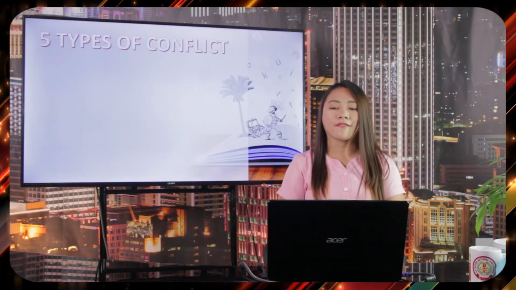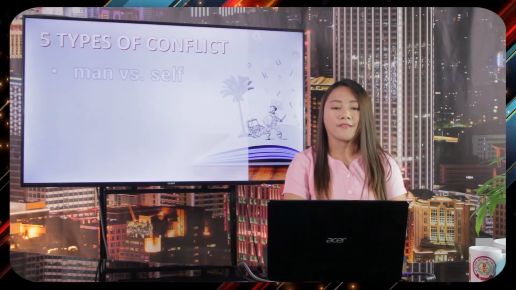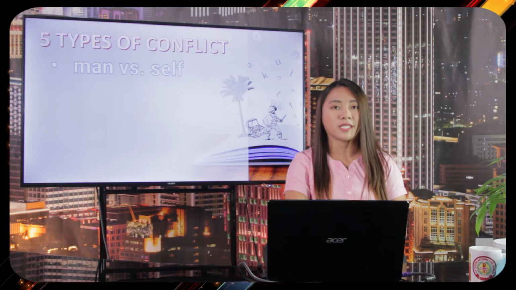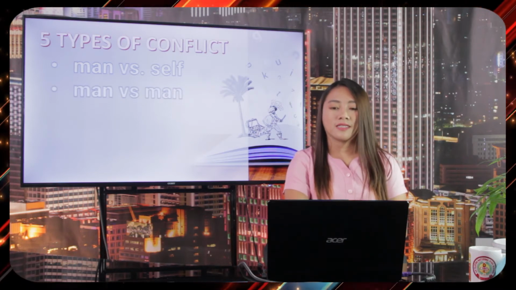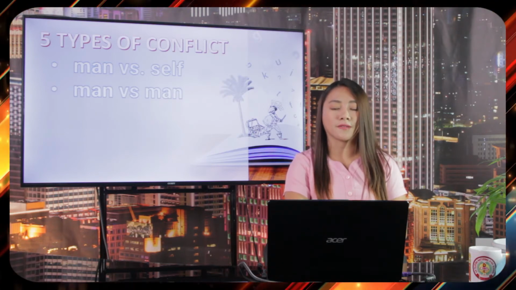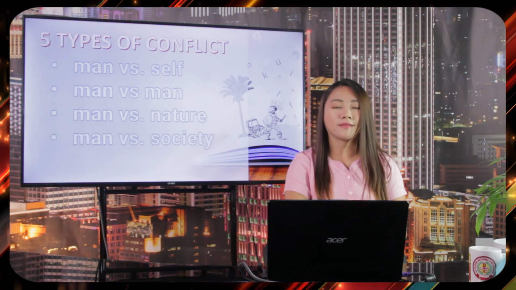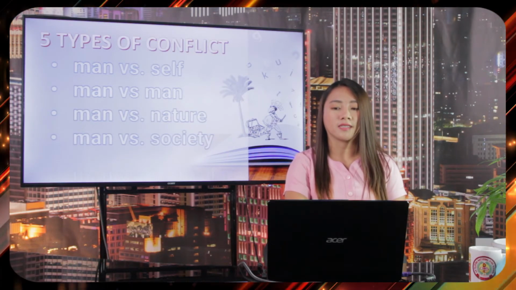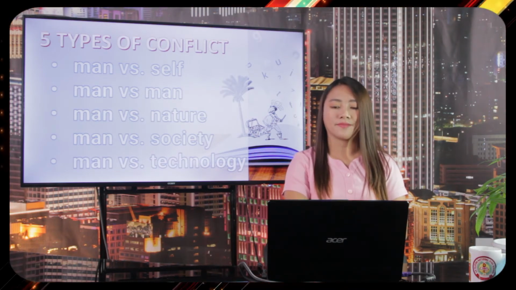There are 5 main types of literary conflict. We have man versus self, which is an internal conflict. Man versus man, which belongs to the external conflict. Man versus nature, and man versus society. And the last one is man versus technology.